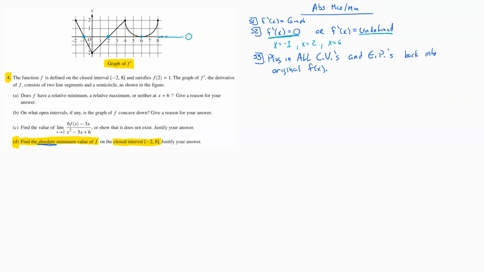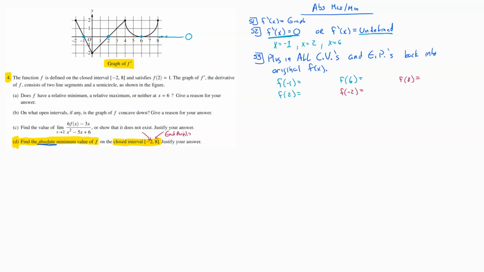So we've got our critical values. We got that out in step 2. Our endpoints are going to be these two values here, -2 and 8. Those are the endpoints of our interval. So what we now need to do on this problem is we need to go find out 5 different y values. We need to know what is f of -1 equal. We need to know what is f of 2 equal. We need to know what does f of 6 equal. And then those are our critical values. And with those critical values, we also need to know what is f of -2 equal, an endpoint, and what is f of 8 equal, our other endpoint.